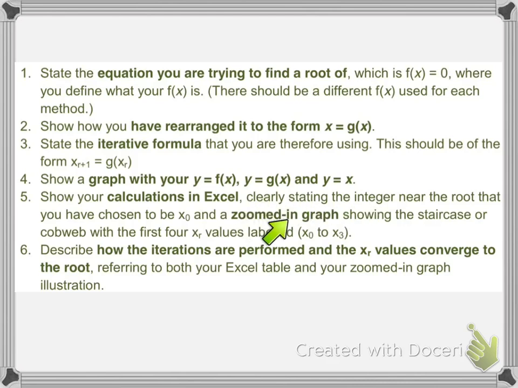And you'll need a zoomed in graph like the one I used with the labels from x0 to x3, and that will have a staircase or a cobweb on it. You need to describe how the method works, so talk about how the iterations are performed and how the xr values converge to the root. To do this explanation, you'll want to use your Excel table and your zoomed in graph illustration.